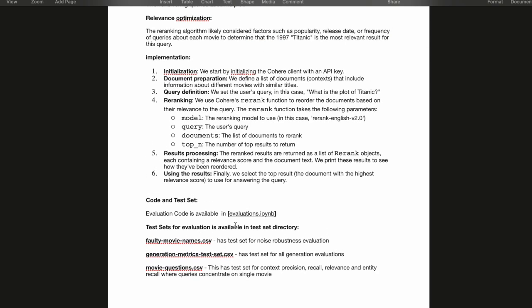This really helps solve the problem I was having with Titanic, and also many other movies like Titanic that have similar movies. For example, Toy Story and Toy Story 2. If I ask a question about Toy Story 2, it might pick Toy Story, or vice versa. But these kinds of problems can be solved with the help of context ranking.